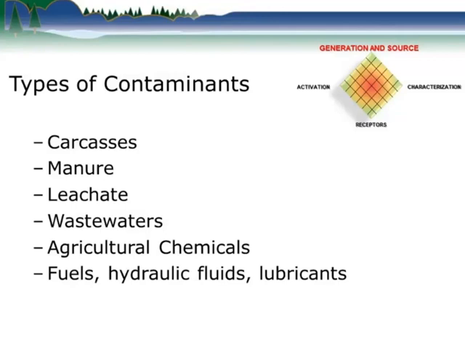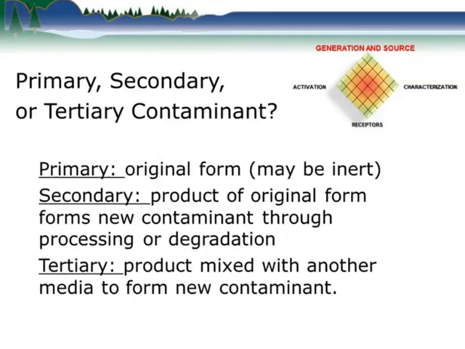On top of that, we also have agricultural chemicals, and on a disposal site, we're likely to have fuels, hydraulic fluids, or lubricants that are associated with the heavy equipment that we're using out there. So these contaminants, what you see isn't always what you're going to get. We have mixing, we have degrading, we have processing, we have handling, which can all change the status of contaminants.